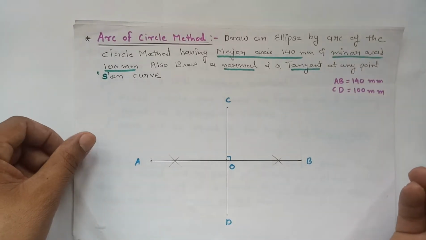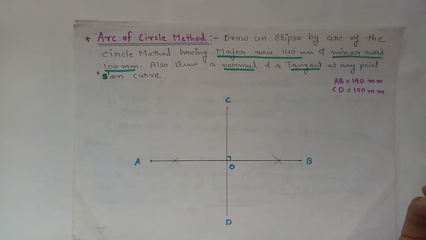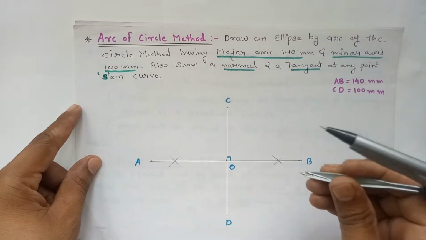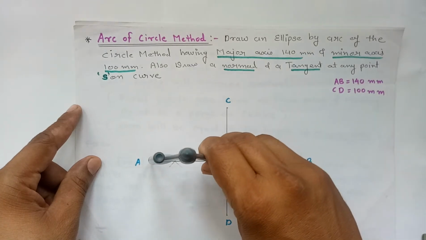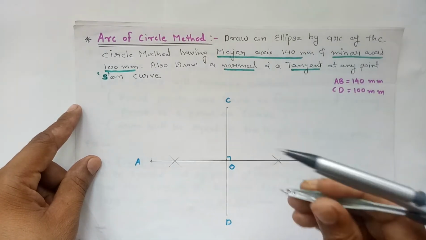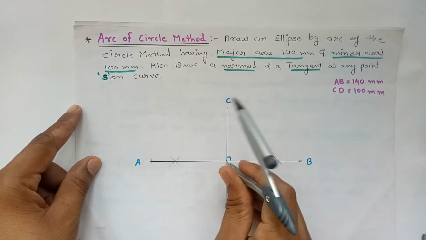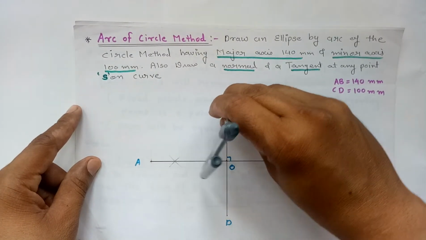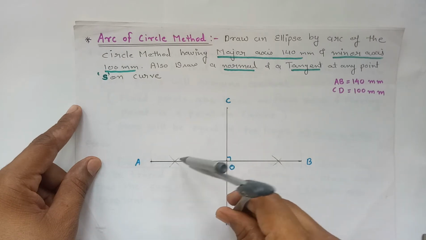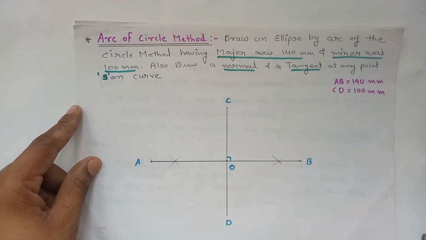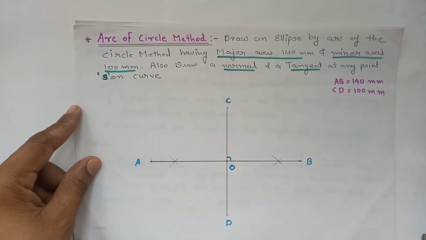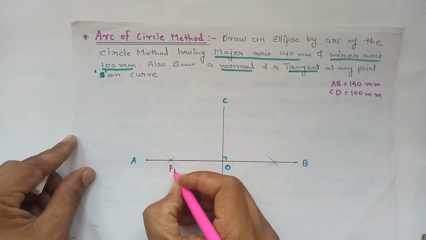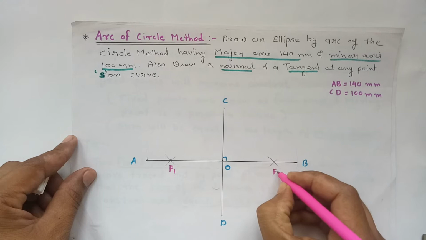After drawing the major axis and minor axis, the first thing is we have to find the focus points of the ellipse. To find the focus points, we have to measure the O to A or O to B distance on the rounder, and give an arc from point C on the major axis on both sides. The intersection of these arcs on the major axis will give us the focus points. So this will be the focus point F1, this will be the focus point F2.